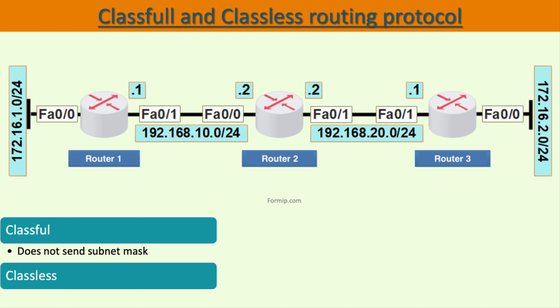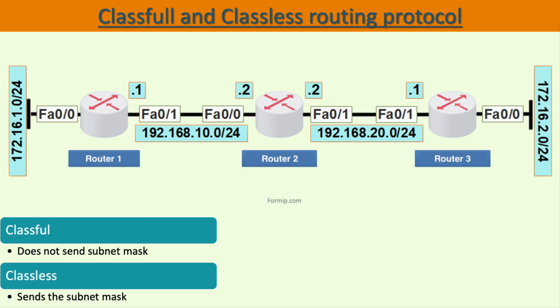In this diagram, we have three routers with multiple networks. We have the network 172.16.11.0 all the way to the left, the 2.0 on the right. The 192.168.10.0 is the network between router 1 and router 2, and the 20.0 between router 2 and 3.